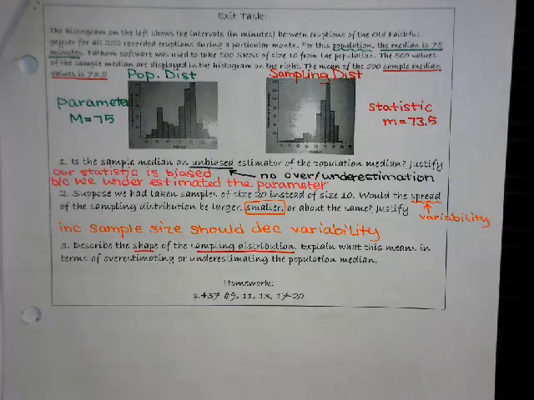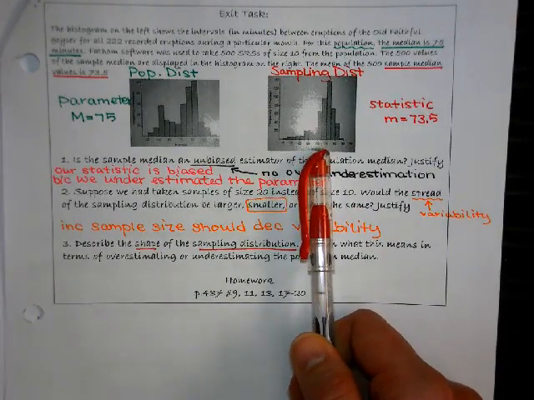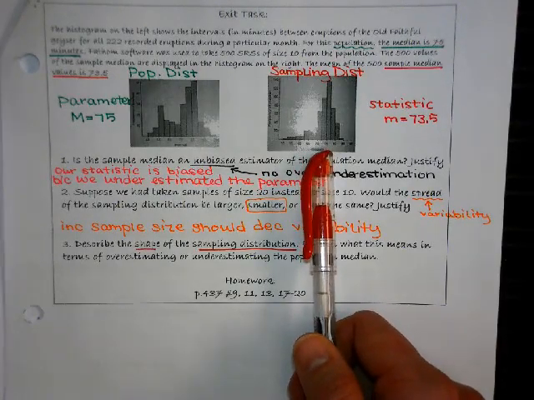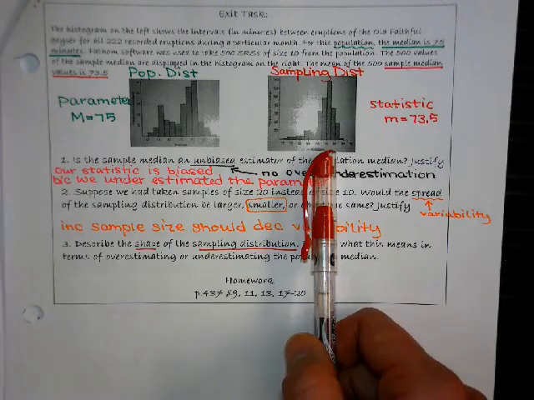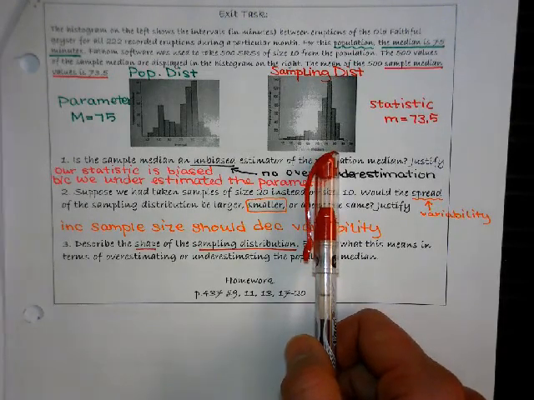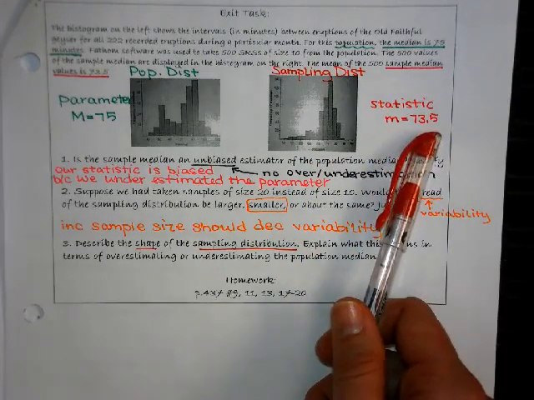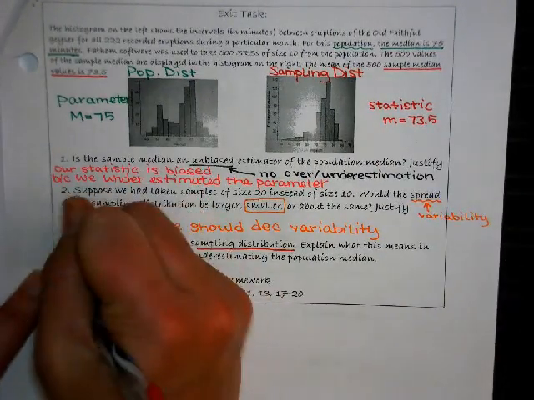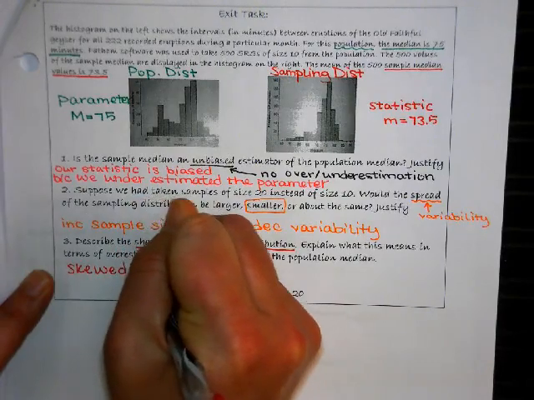What's the next letter in SOCS? Outliers. So if we have skewness, that implies outliers on the low side because we're skewed left, which would make sense that we underestimate our parameter. So we'd say skewed left, and that implies low outliers, which makes sense with our underestimation.